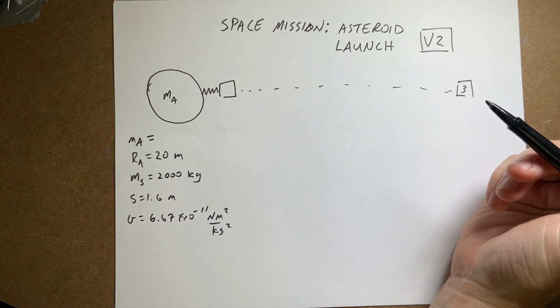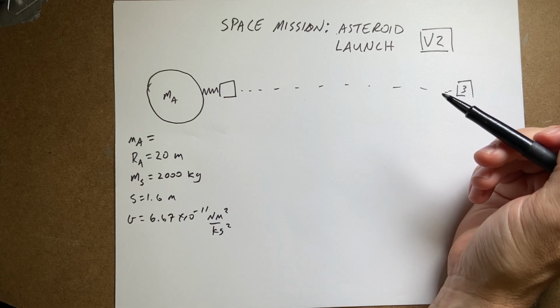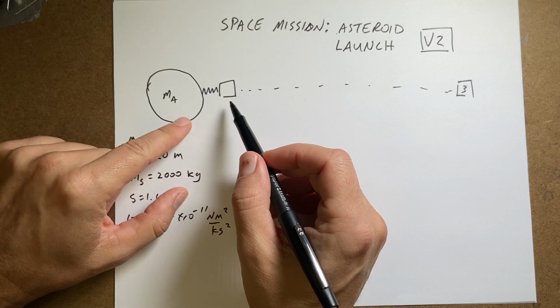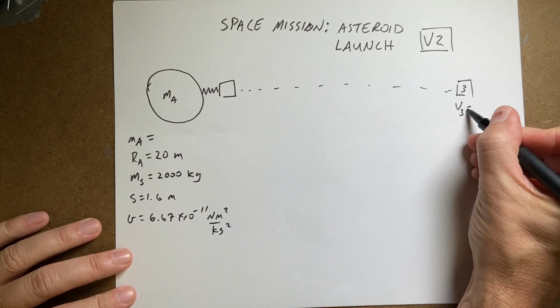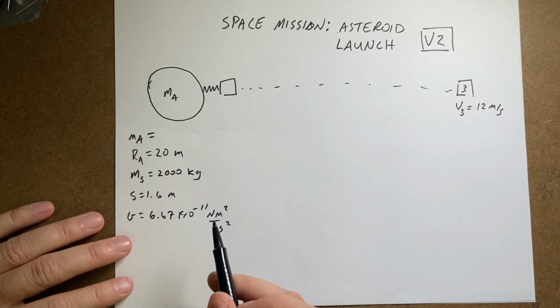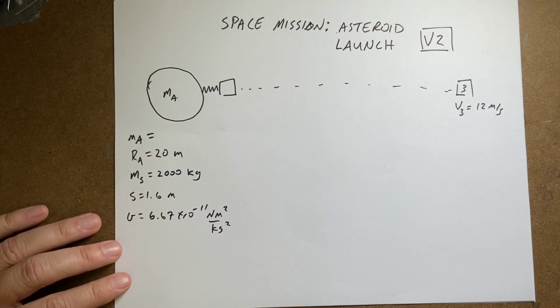Okay, here is my second space mission, Asteroid launch. In both cases, I have a spacecraft that's landed on an asteroid. I'm going to launch it. I want to get far away with a final speed V3 of 12 meters per second. And I've changed my spacecraft. I made it 2,000 kilograms. And I changed my asteroid.